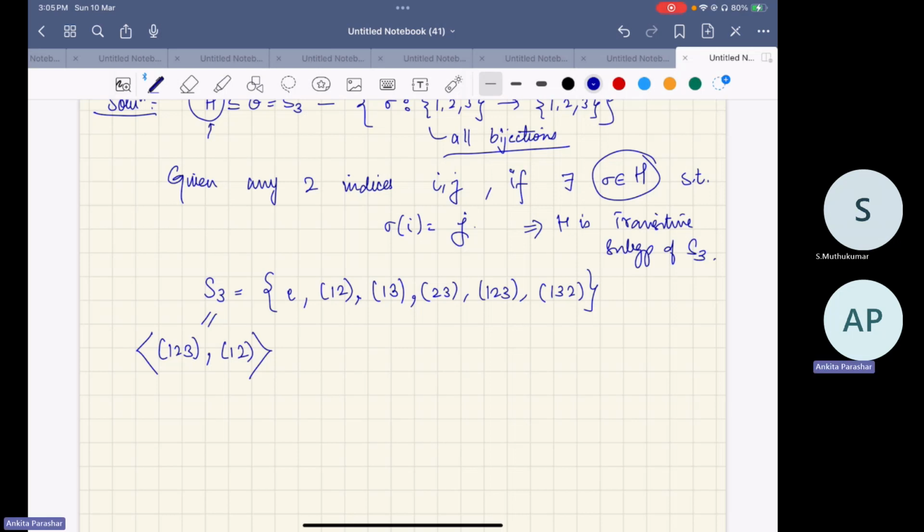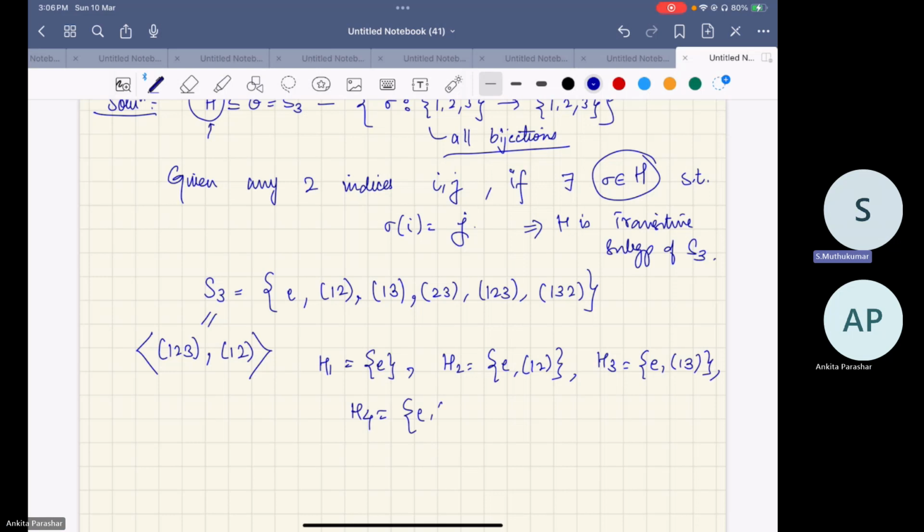All subgroups: the identity alone is a subgroup. Then {e, (1 2)} is a subgroup, {e, (1 3)}, {e, (2 3)}. Then {e, (1 2 3), (1 3 2)}, and S3 itself.